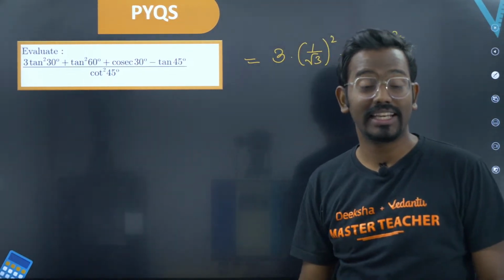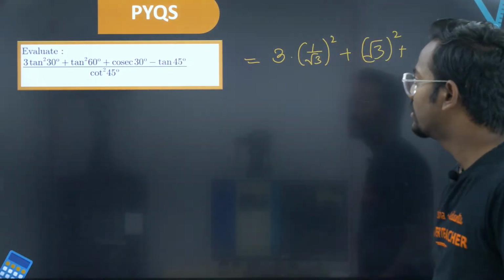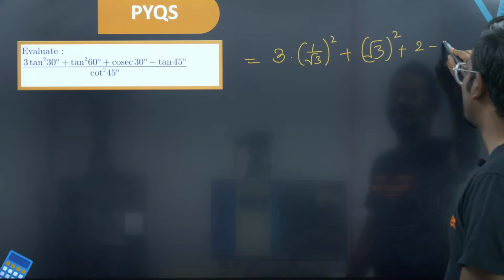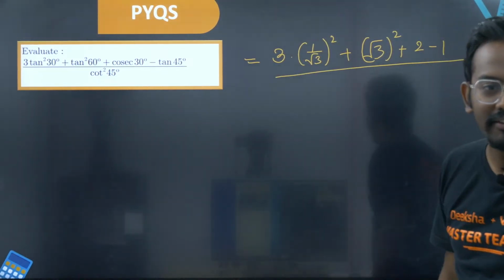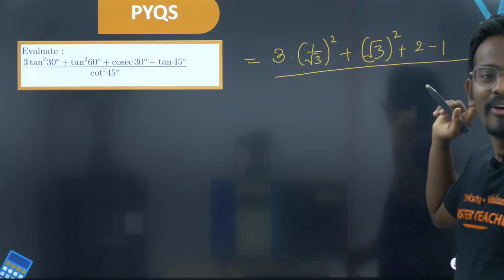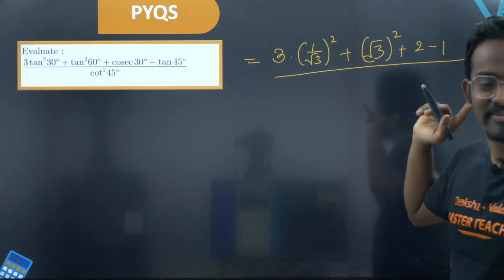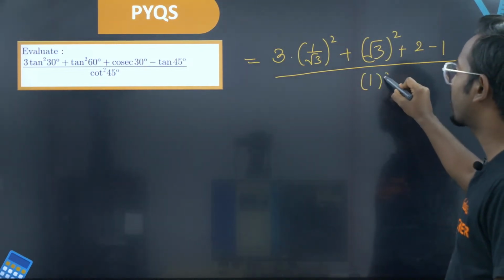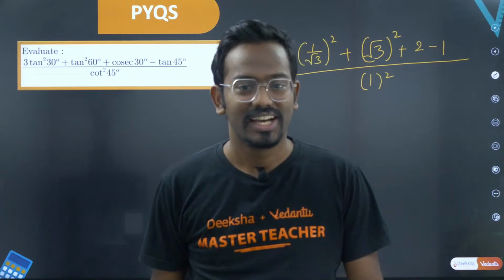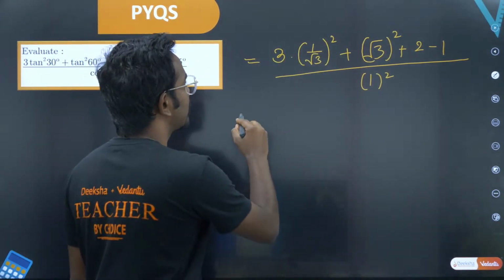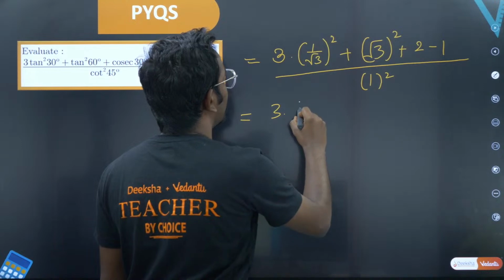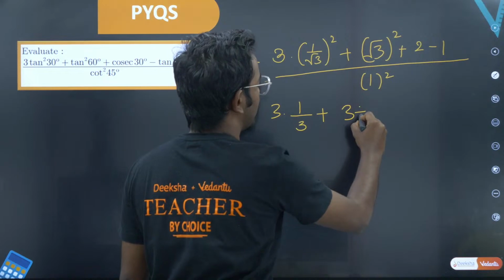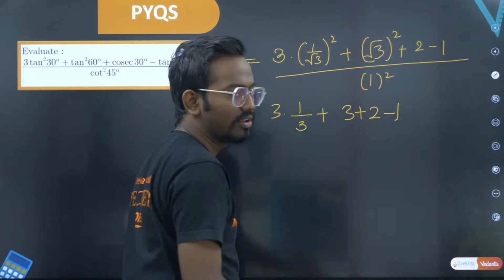What is cosecant 30? That is sin 30's reciprocal. 1 by 2's reciprocal is 2, minus tan 45 is basically 1, divided by cot square 45. So cot 45 is again 1 square. Waiting for your responses. So now what happens to this? Sir, this is 3 into 1 by 3. 1 by root 3 whole square is 1 by 3, plus root 3 whole square is 3, plus 2, minus 1 by 1. So let's leave it.